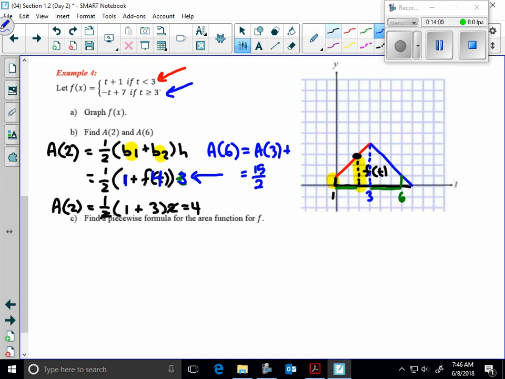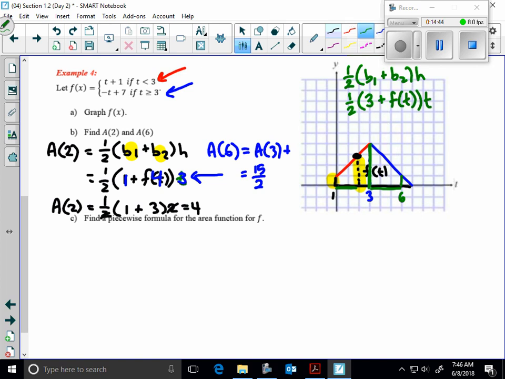Let's find the area from 3 to 6. Looks like I've got another trapezoid. And it looks like to find that area, I'm going to take 1/2, I'll do this work up here, base 1 plus base 2 times the height. And base 1 is always going to be 3. Base 2 is going to be dependent on what t is, right? So in this case, we've got 6. In general terms, what I would do is I'd write f of t times t.